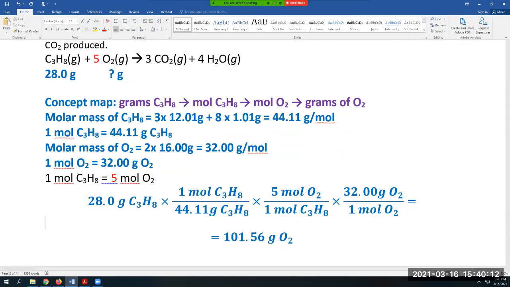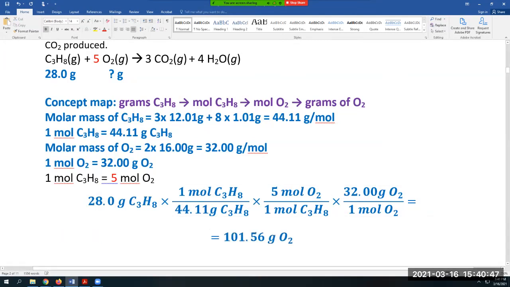101.56 grams of oxygen. So we need to pay attention to significant figures. And so let's look at this. Every number that comes with the mole is an exact number, right? So those 1 moles, 5 moles are all exact. The molar mass has 3 Sig Figs for the molar mass of oxygen. 4 Sig Figs. 4 Sig Figs for the molar mass of propane. And the given amount has 3 Sig Figs. So 3 Sig Figs is the limiting amount here.